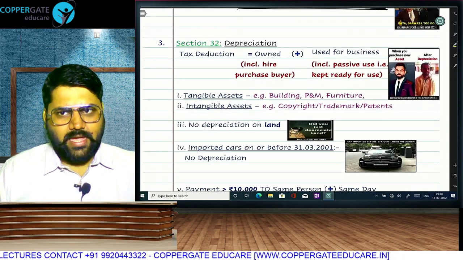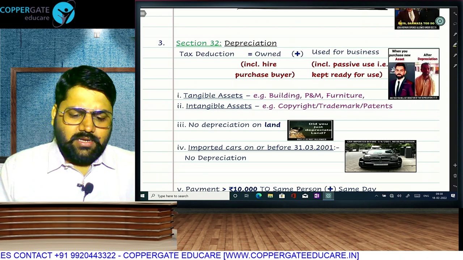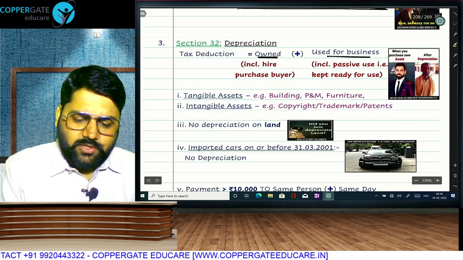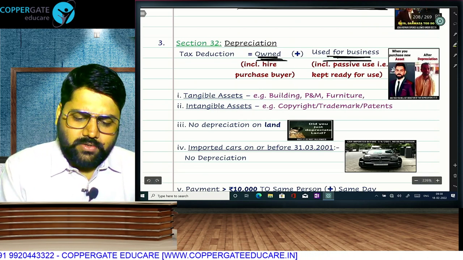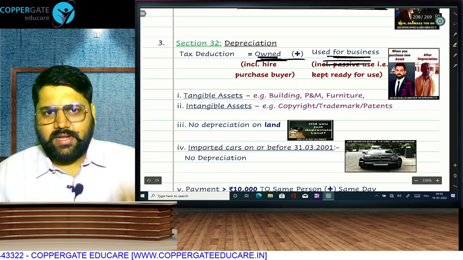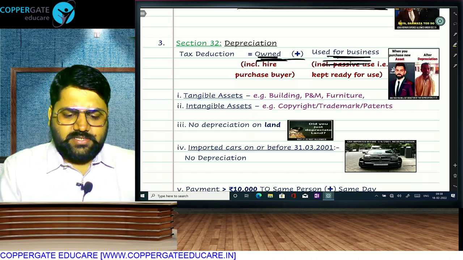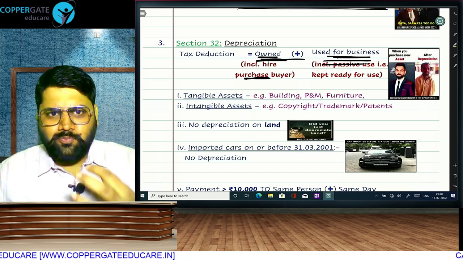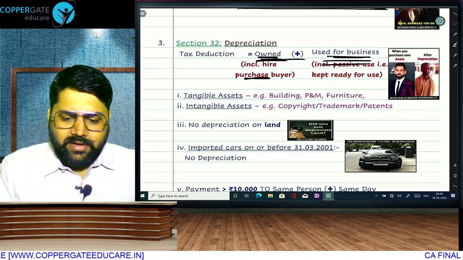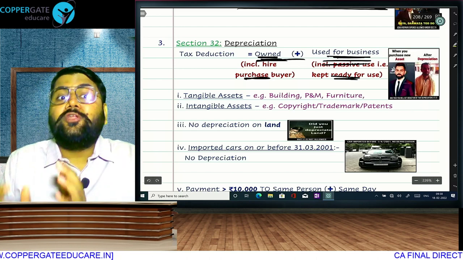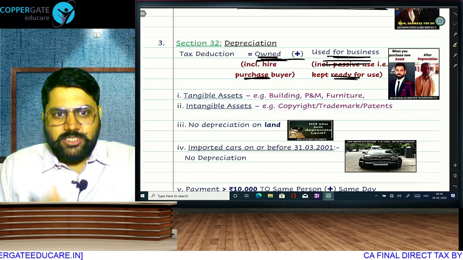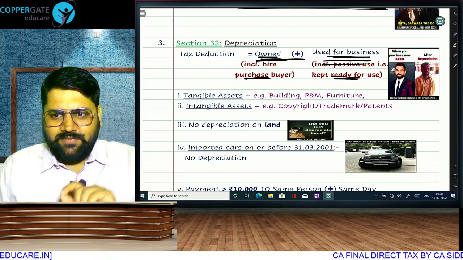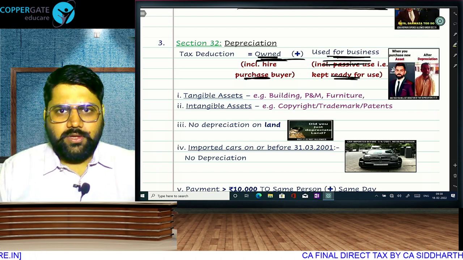Depreciation, one of the biggest and the most important sections: whenever an asset is owned and used for business, two conditions, you can take deduction of depreciation. In own, you can pay full payment, or you can make only down payment, hire purchase is also covered. And in use, whether you actively use or you keep it ready for use, passive use, spare machinery for example, active use or passive use, both are going to be eligible.